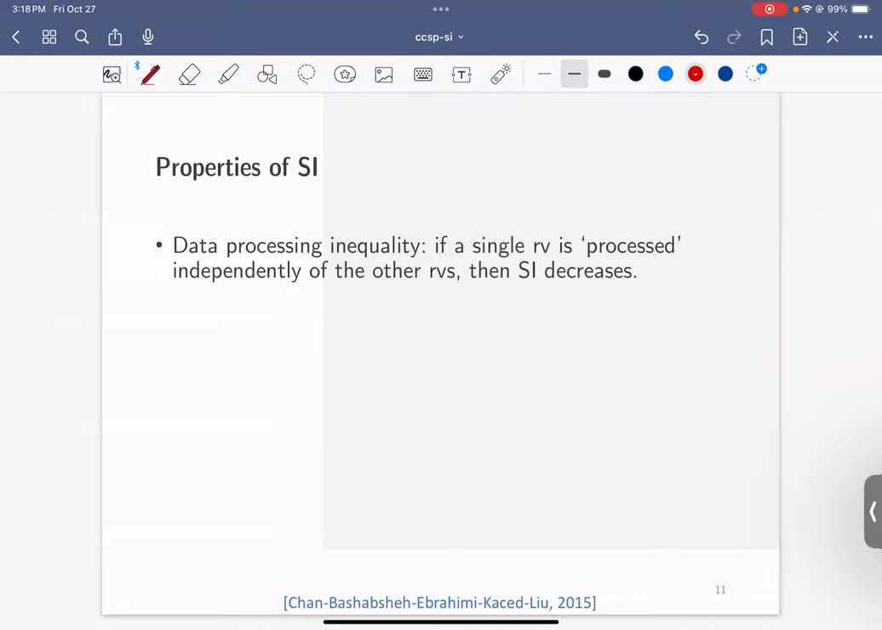There's a third property, which is reminiscent of what happens for normal mutual information, which is the data processing inequality. So this is in words; I'm going to make this formal in a second. If a single random variable is processed independently of the other random variables, then the SI of the new set can only go lower. What I mean by that is, let's say I had x1 up to xm as the original set, and I construct x1 prime, x2 to xm, a new set.